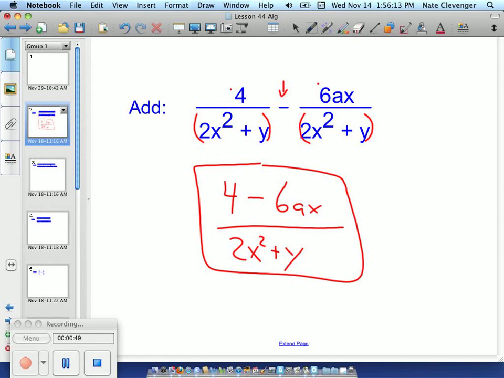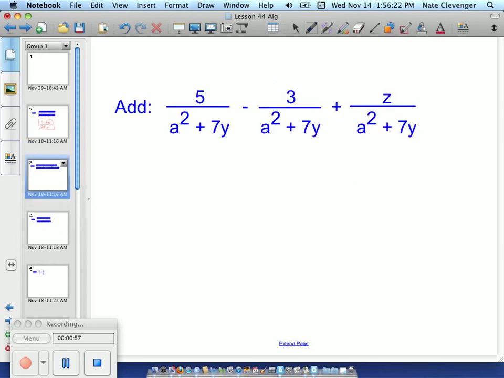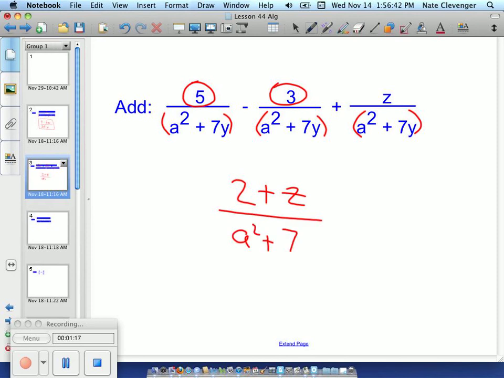Don't get too excited that they'll all be that nice and neat and easy, because they're not. They will get more complicated. Do they each have a common denominator in this problem? Yes. So I have a 5 minus 3 plus z, so I do have a couple of like terms in my 5 and my 3. So 5 minus 3 is 2, and then the z is by itself. And then I'm just going to put it over the a squared plus 7y. So you do want to combine those like terms at that point if you can.